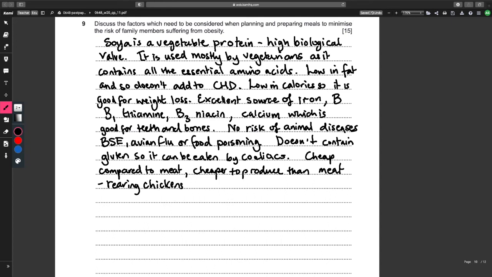So where can we use it? Think about what kind of dishes we can use it in. Well, we have a couple of different uses of it. We can use the bean sprouts in salads. We can also use them in stir fries, in soups, spring rolls.